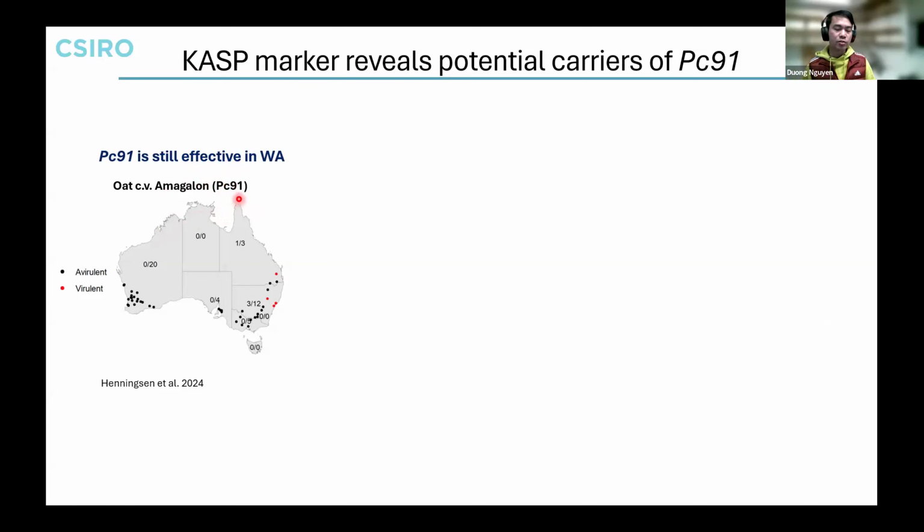And you know that Western Australia is one of the major growing regions for oat in Australia for the milling industry. So it makes sense for us to try to deploy this PC91 in combination with another effective gene to prevent an increase in virulence to PC91.